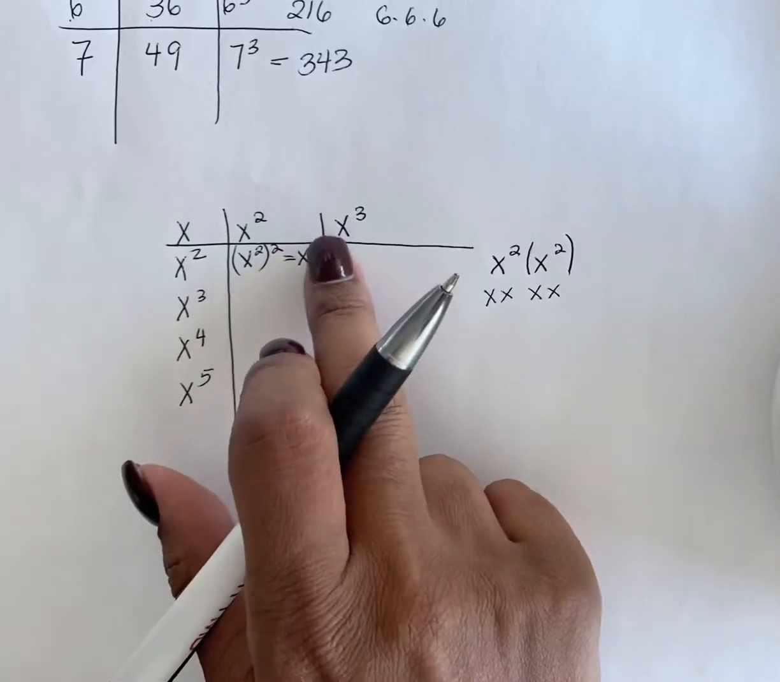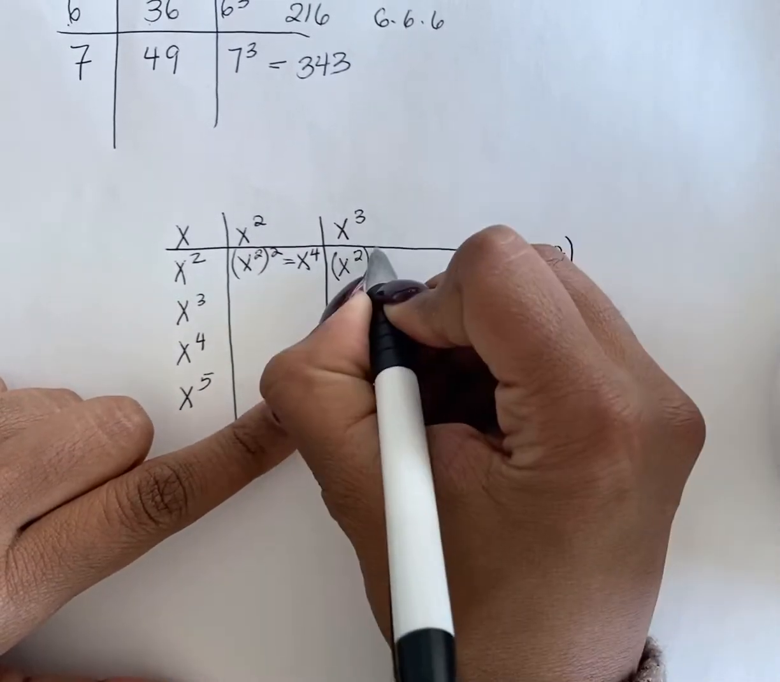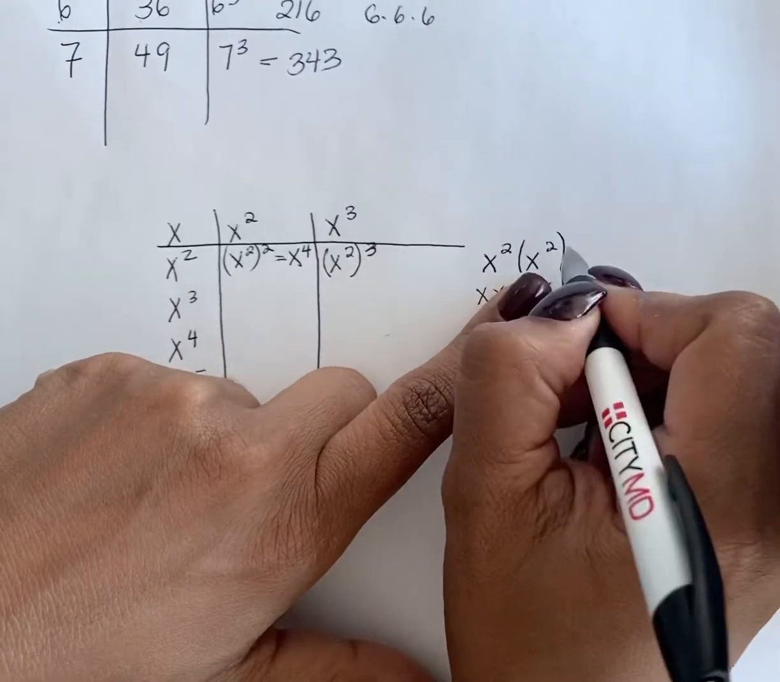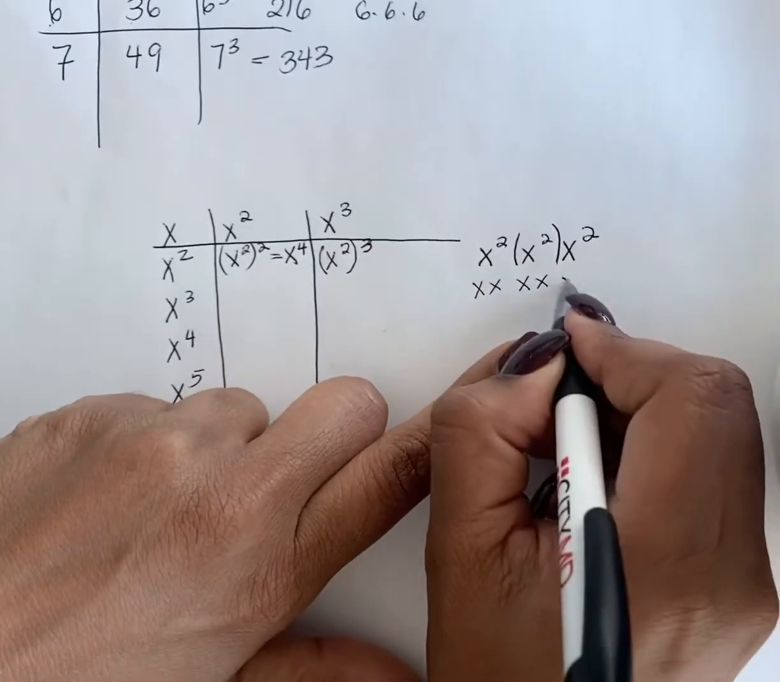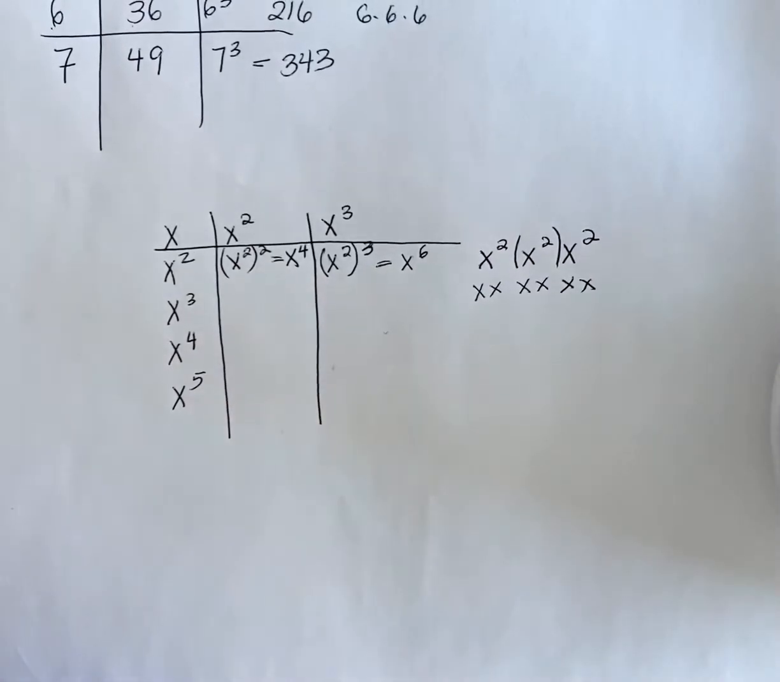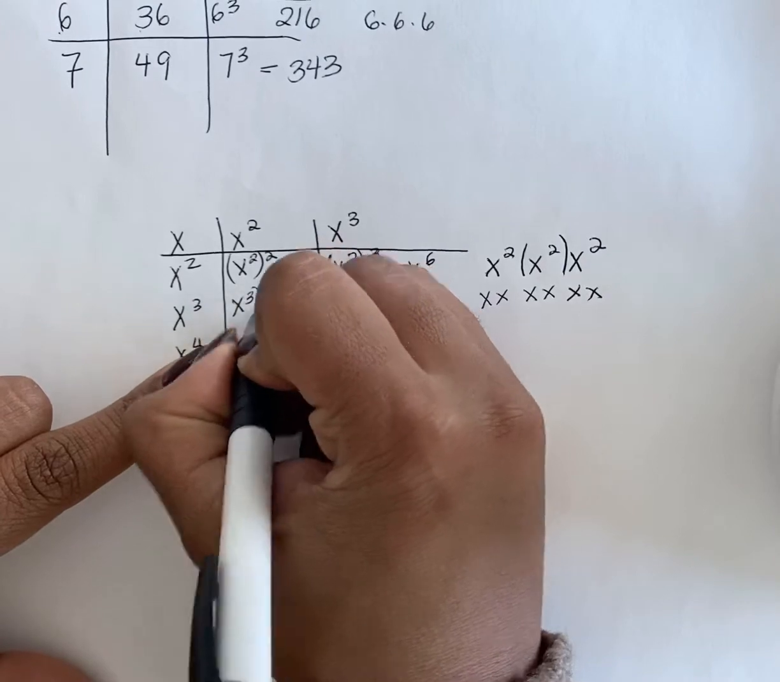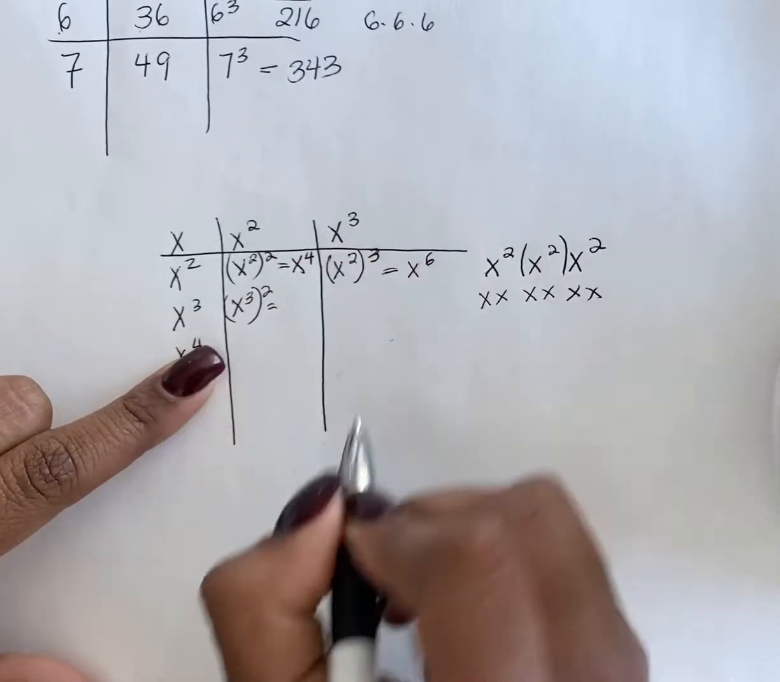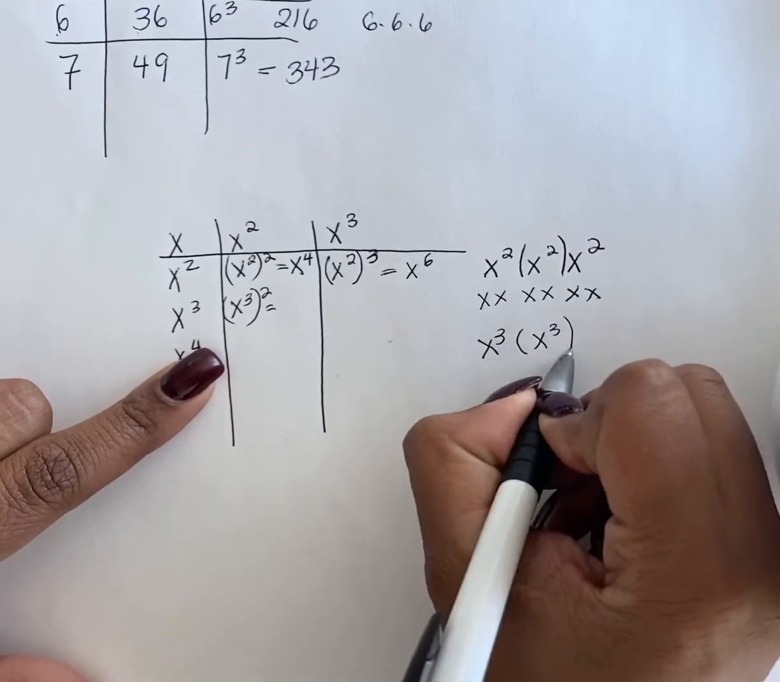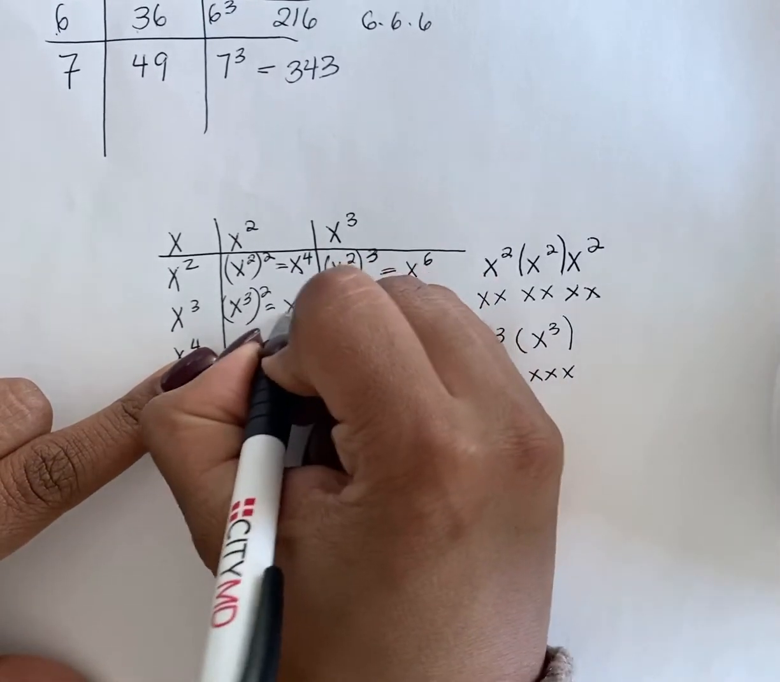So if I'm doing x squared cubed, if I'm cubing that, I'm really doing x squared times x squared times x squared, which means I have 2 more x's, and this is going to be x to the 6th. That means there are 6 x's. Okay, if I have x cubed and I square it, that means I have x cubed times x cubed, which is 3 x's here and 3 x's here. Well, that's 6 x's.